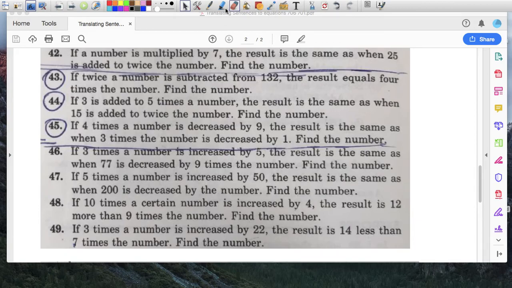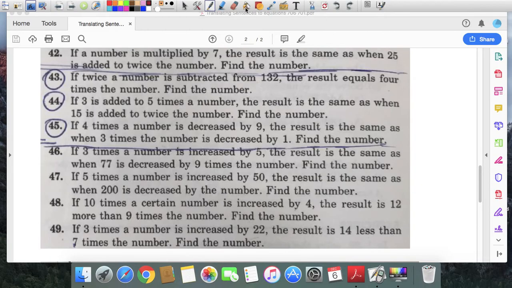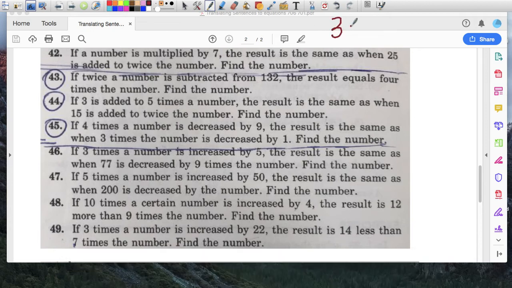46. If 3 times a number is increased by 5, the result is the same as 77 decreased by 9 times the number. Get rid of one of the variables because there are variables on both sides. So either the 3n or the 9n will go. So let's get rid of the 9n just for a change.